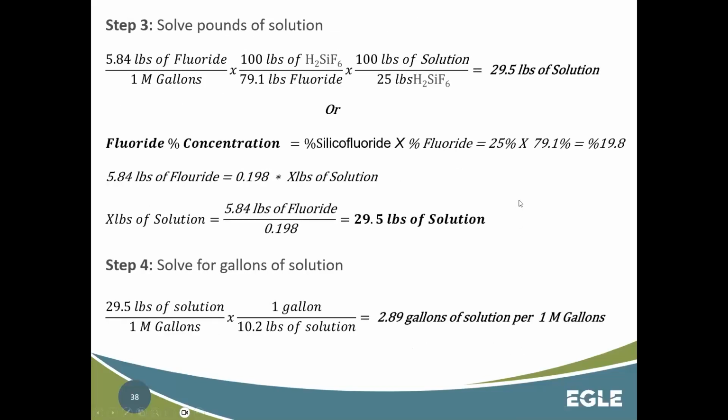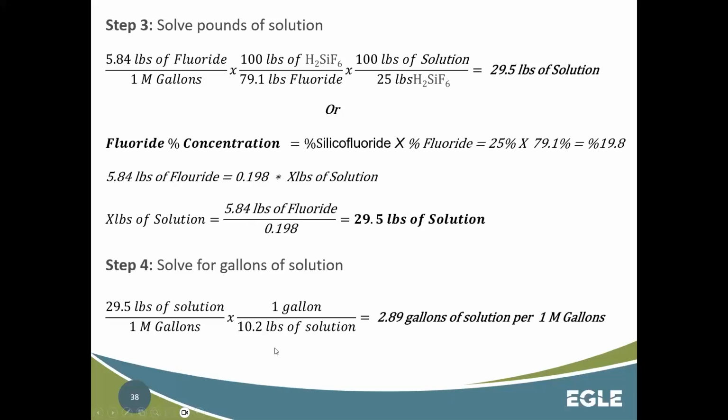We use that 19.8% again. We need to find the pounds of solution. So just like example number 1, we divide the pounds of fluoride by the 19.8% to yield the pounds of solution, which is 29.5. This up here is just another way of writing 79% or 25%, if that's helpful to you. But the main step is to divide pounds of fluoride by the 19.8% to get the pounds of solution.